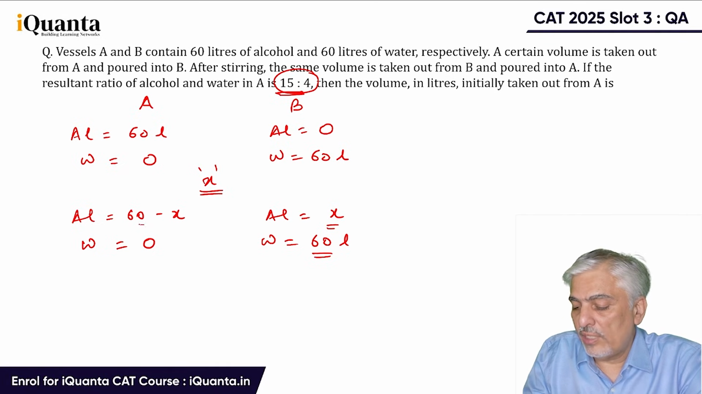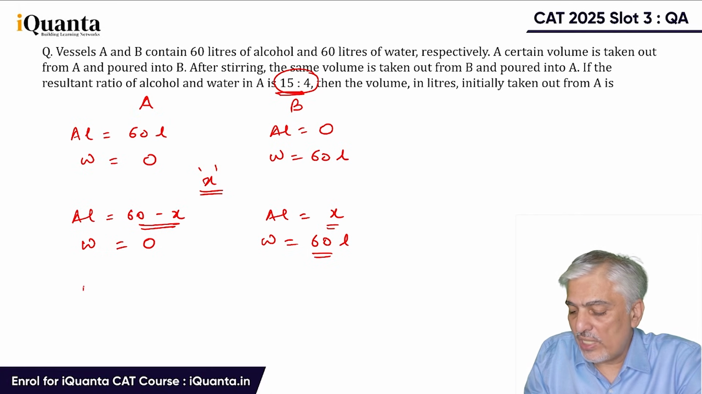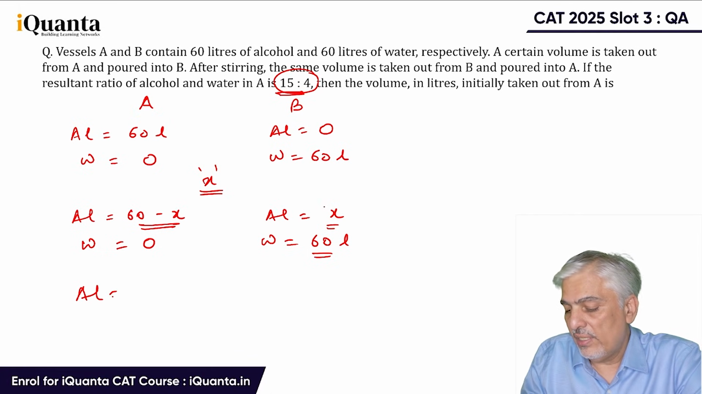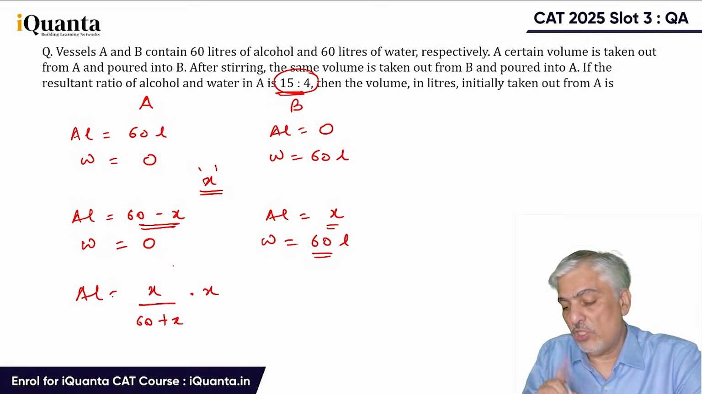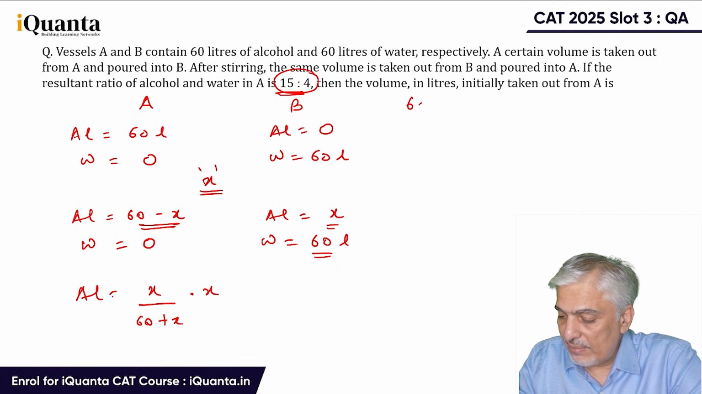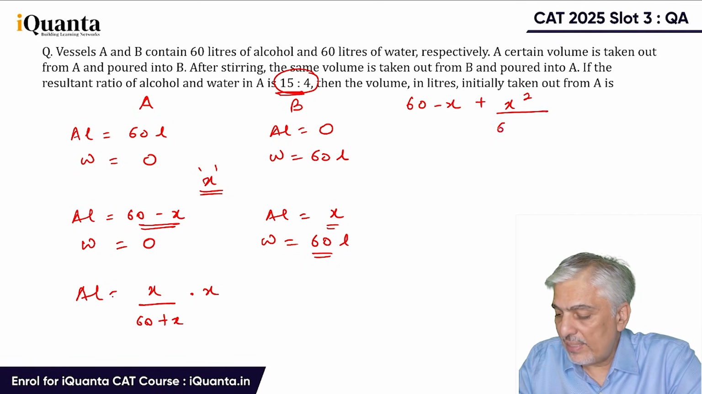So there's already 60 minus X alcohol. How much alcohol will come in the second transaction? Alcohol is X out of 60 plus X, of X, and this part makes it an x square, which is going to make a quadratic. This is the amount of alcohol which will go. So 60 minus x alcohol is already there, plus x square upon 60 plus x.